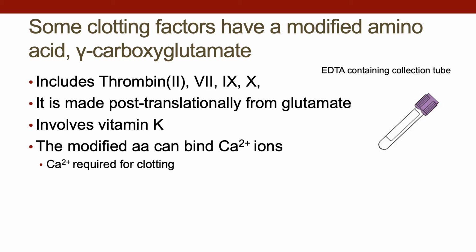The modified amino acid gamma-carboxyglutamate can bind calcium ions, and calcium is required for clotting. One way that we know this is that, for instance, the purple cap blood collection tubes that you may have run into contain a compound called EDTA that prevents clotting by chelating the calcium ions. So if no calcium, the blood doesn't clot. And that's why those purple tubes work.